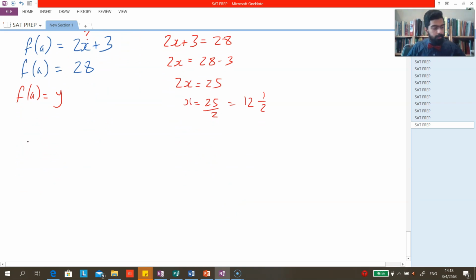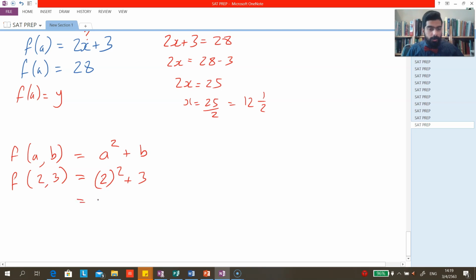Now let's give one more example of function. Let's say f of a comma b is equal to a square plus b, right, guys? So in this case, if we have a function f of 2 comma 3, what will this equal to? This will equal to 2 to the power of 2 plus 3, which is equal to 4 plus 3, which is equal to 7, right, guys? Which will equal to 7.